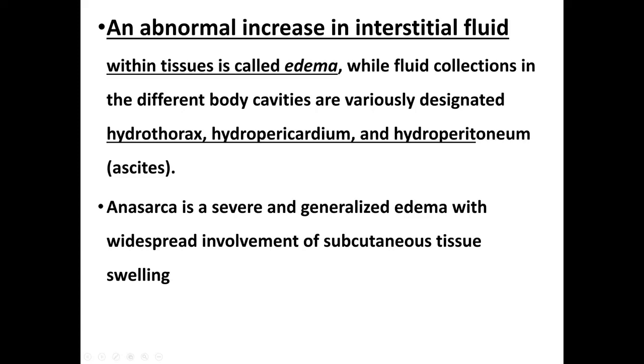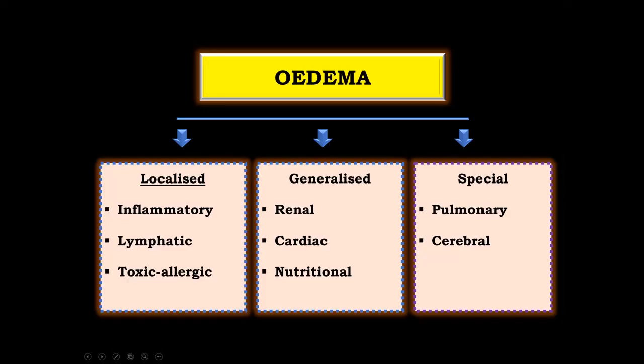Anasarca is a severe and generalized edema with widespread involvement of subcutaneous tissue swelling. Now, here is a flow chart of edema showing that localized edema may be inflammatory due to lymphatics or may be due to toxic or allergic reaction, generalized edema due to renal, cardiac and nutritional factors, and there is a special type of edema which is pulmonary and cerebral.